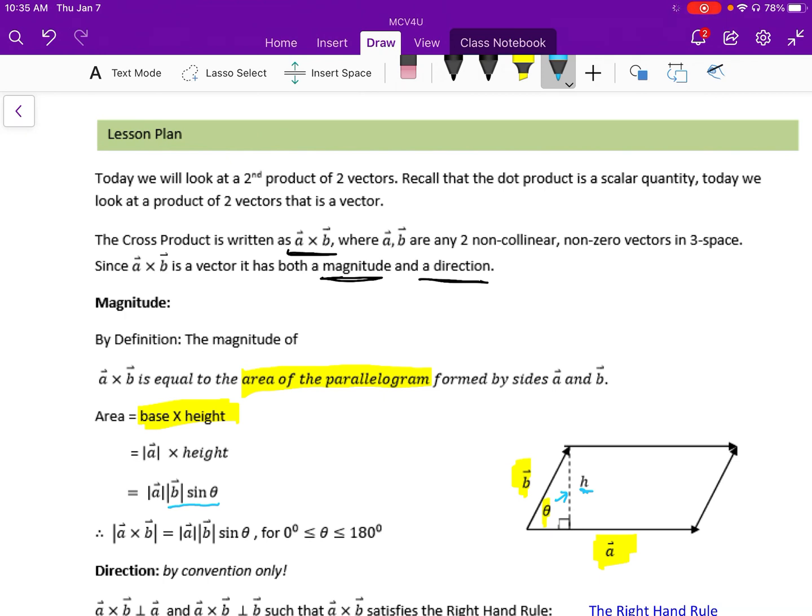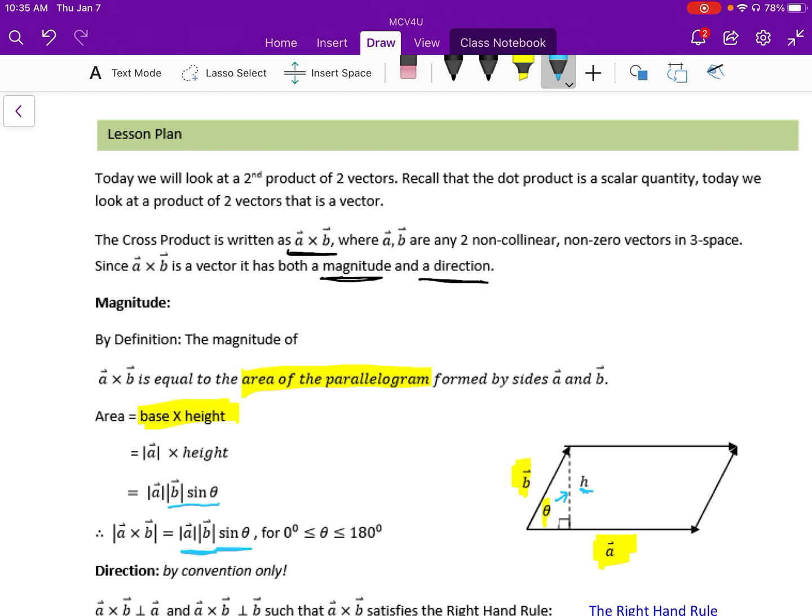The magnitude of the cross product is the magnitudes of both vectors being multiplied together times the sine of the angle between them. It looks almost the same as the geometric dot product, except the dot product used cos theta. The cross product uses sine theta, so you remember that part.